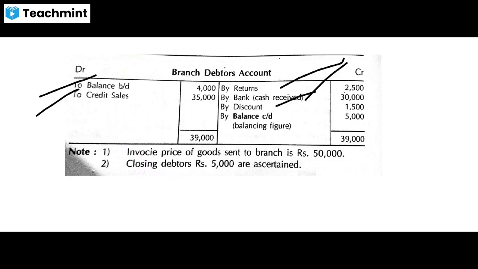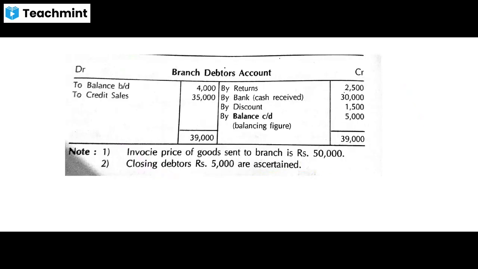Okay, and at the end we are totaling here, that is 35,000 plus 4,000, total is 39,000. So here the total is very less, that is 2,500, 30,000, 1,500 only, right? ಸೊ ಡಿಫ್ರೆನ್ಸಸ್ ನೋಡಿದಾಗ ನಮಗೆ 39,000 ಜಾಸ್ತಿ ಆಗಿರುತ್ತೆ. 39,000 ನ ಕ್ರೆಡಿಟ್ ಸೈಡ್ ಅಪ್ಲೈ ಮಾಡ್ತೇವೆ. ಡಿಫ್ರೆನ್ಸ್ ಅಮೌಂಟ್ 5,000. 5,000 ಏನಾಯ್ತಾದ್ರೆ ಕ್ಲೋಸಿಂಗ್ ಡೆಟಾರ್ಸ್ ಅಂತ ಆಯ್ತು. Therefore by balance carried down, that is balancing figure 5,000. ಬ್ಯಾಲೆನ್ಸಿಂಗ್ ಫಿಗರ್ ನ 5,000 ಕನ್ಸಿಡರ್ ಮಾಡಿದ್ದೇವೆ ನಾವು.